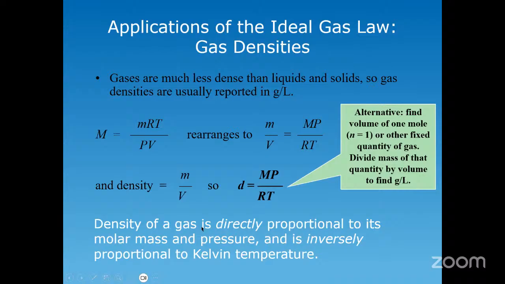Now, based on this equation, there are some interesting relationships one can identify between the density on one side and some of the terms on the right side. So for example, as stated here, the density of a gas is directly proportional to the molar mass, right? Because you have d here is equal to M times P over RT.